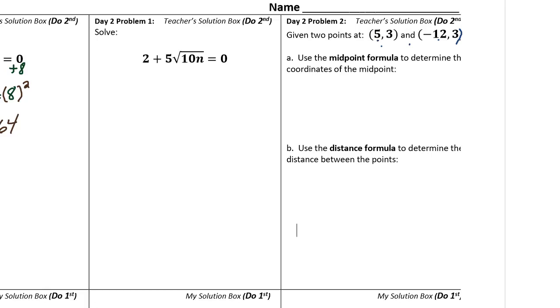Here's the answer for the day 2 problem 1 bell work. Let's solve this for n. N is located inside of a square root radical. The fastest way to do this problem is to notice that the answer is empty set.